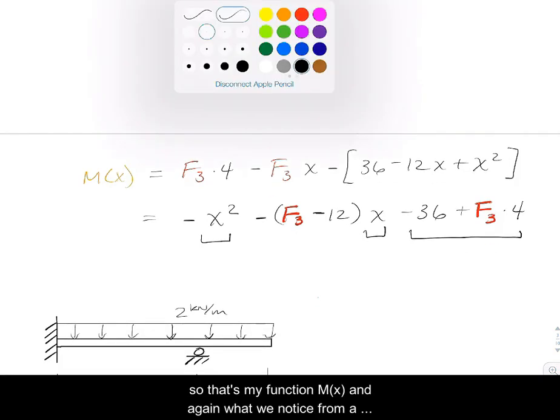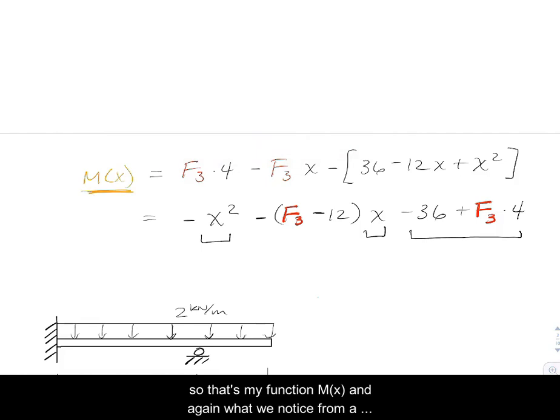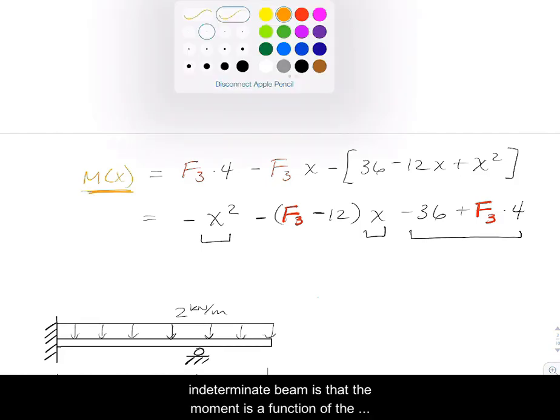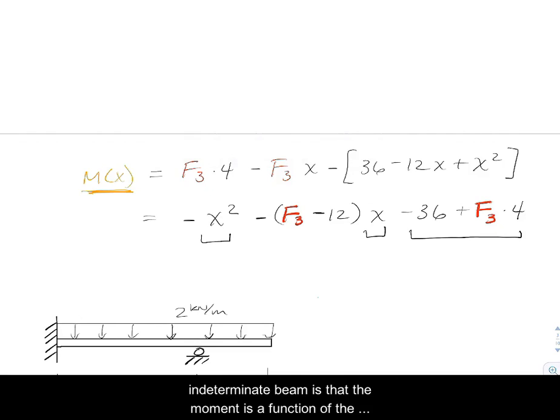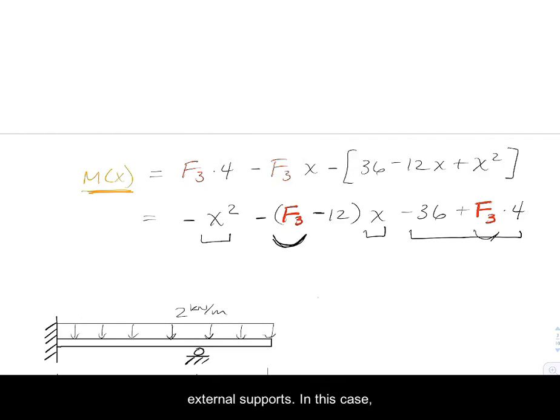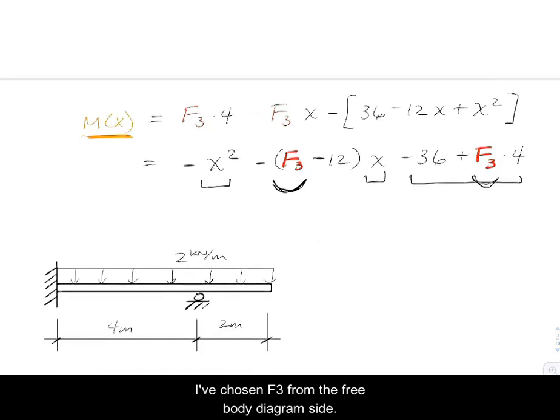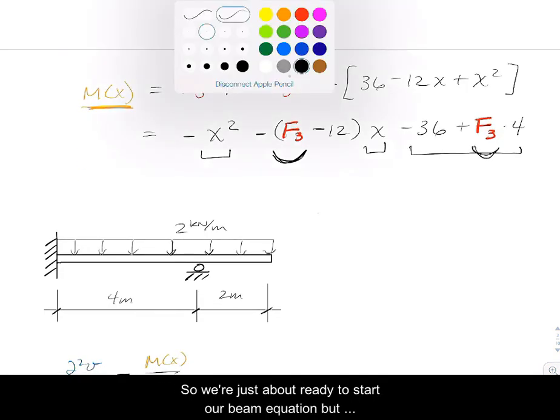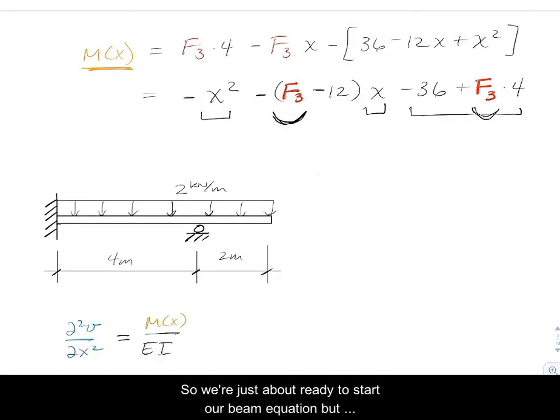And again, what we notice from an indeterminate beam is that the moment is a function of the external support. In this case, I've again chosen F3 from the free body diagram side. So we're just about ready to start our beam equation, but what we're going to need to define is our boundary conditions.